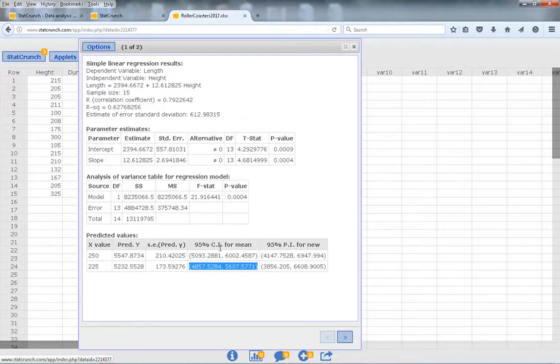So again, the PI would be for a single roller coaster. The CI is the mean for multiple roller coasters. Okay, and the X value is your predictor value, and the confidence interval is estimating the Y, or the track length in this case. So hopefully this gives you another example of regression, and you have one where the relationship was not significant. This one was significant, so we used it for prediction.